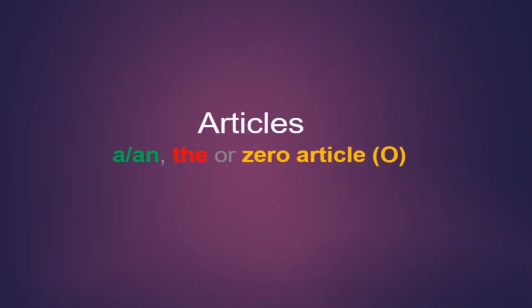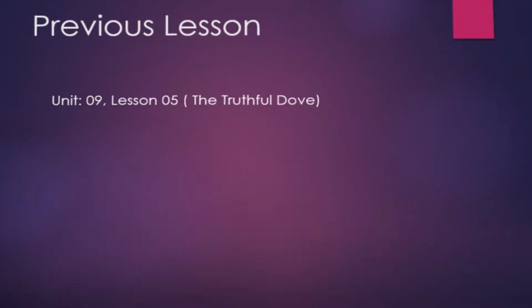Let's start today's class. Dear students, today our topic is articles, and yesterday, in our previous class, we talked about Unit 9, Lesson 5. The title was The Truthful Dove. I think you have learned the lesson properly. From that lesson, I would like to ask two questions.